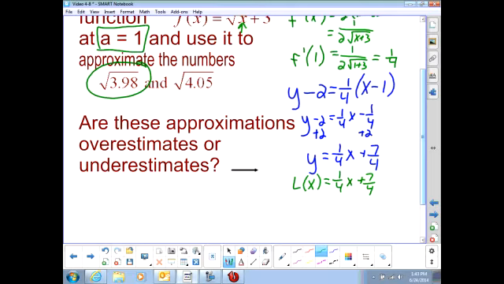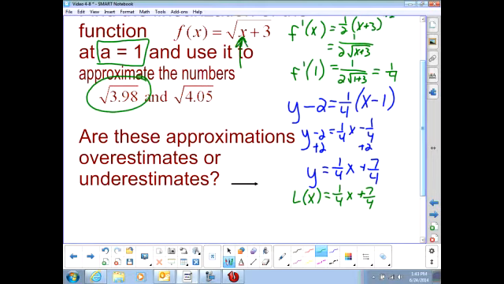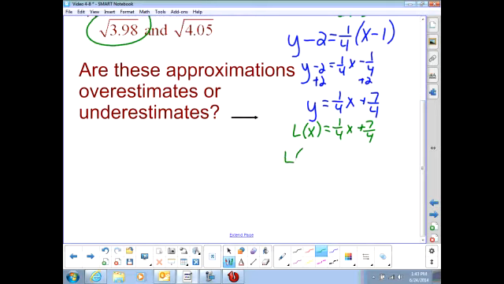In order to find that, we need to think about what value we are really putting in for x up here. To get 3.98, we really want to put 0.98 in place of x. So in our function here, we'll do L of 0.98, and that will tell us what our y value is as an approximation. When we do that, we get back 1.995. So an approximate value of the square root of 3.98 is about 1.995.